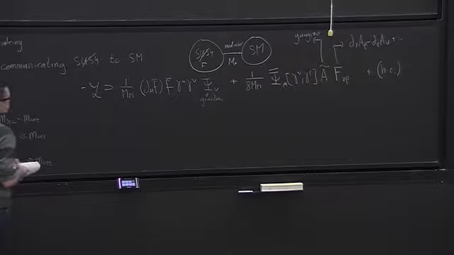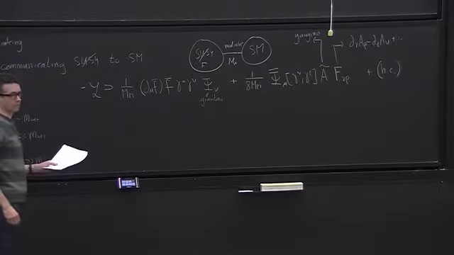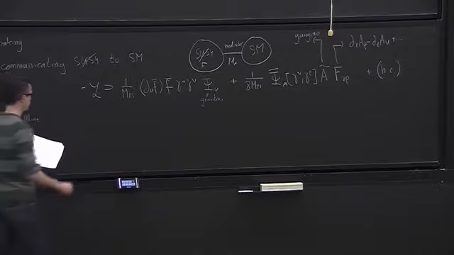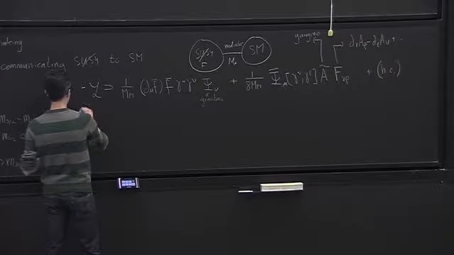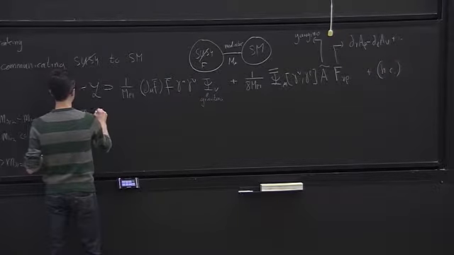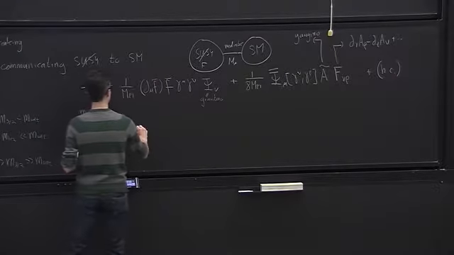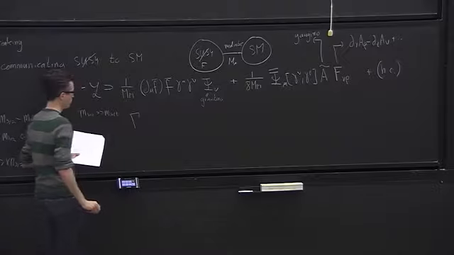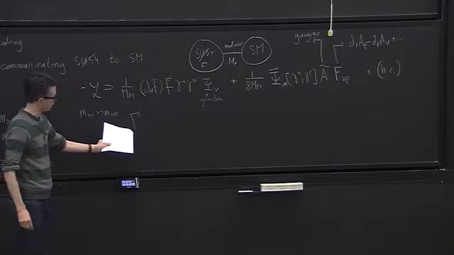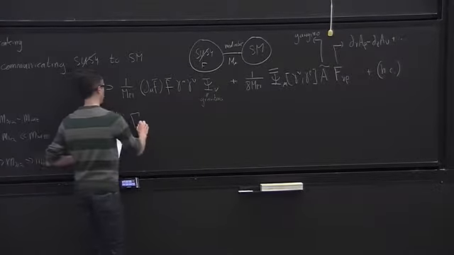Okay, so for example, I could take this and I could estimate the gravitino decay rate. For M3 halves much bigger than M soft, I could estimate the gravitino decay rate just by dimensional analysis. So the decay width, or the decay rate of the gravitino, I'll write this as M3 halves.